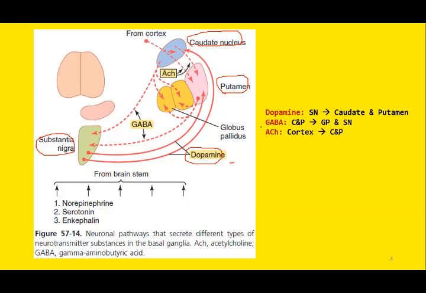Then comes the inhibitory neurotransmitter, gamma amino butyric acid. As you can see, this gamma amino butyric acid is released from the same caudate nucleus and putamen nucleus.